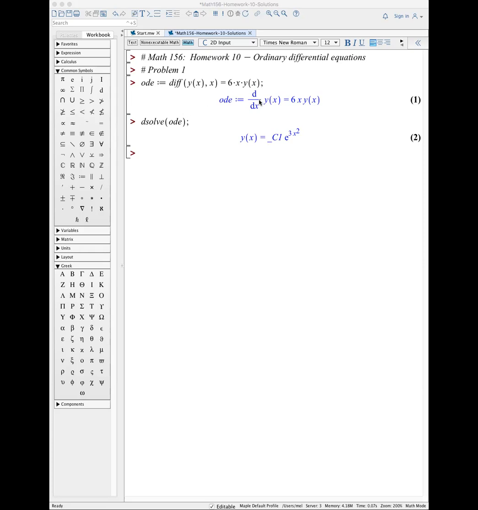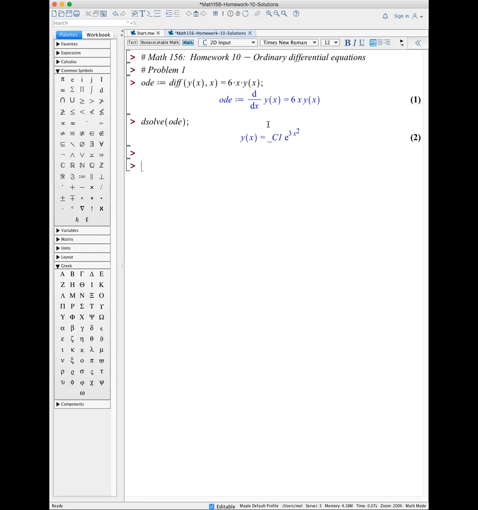Once you have the ordinary differential equation, the command dsolve applied to ODE gives you the general solution. This means e to the 3x squared times some constant C1, which just means an arbitrary constant. It's not an additive constant like the plus C, it's a multiplicative constant. So that's how you find the general solution to a differential equation.